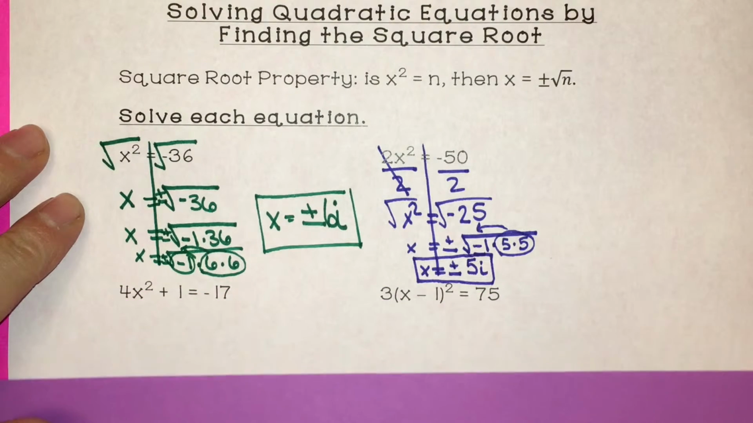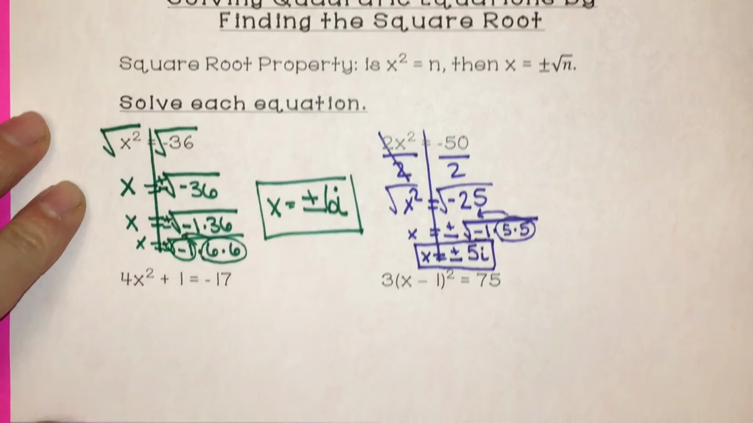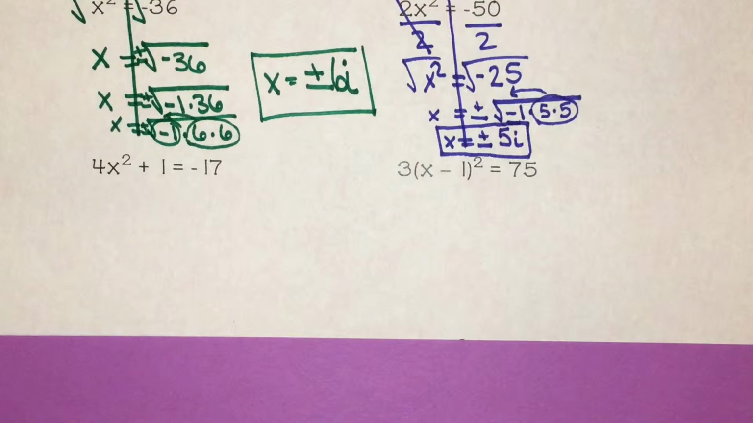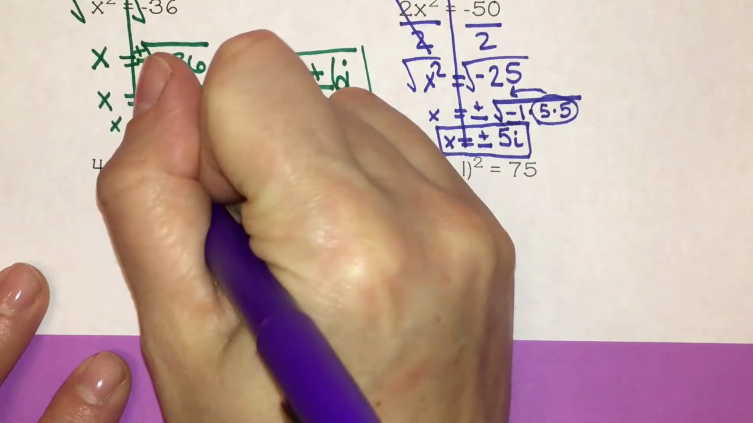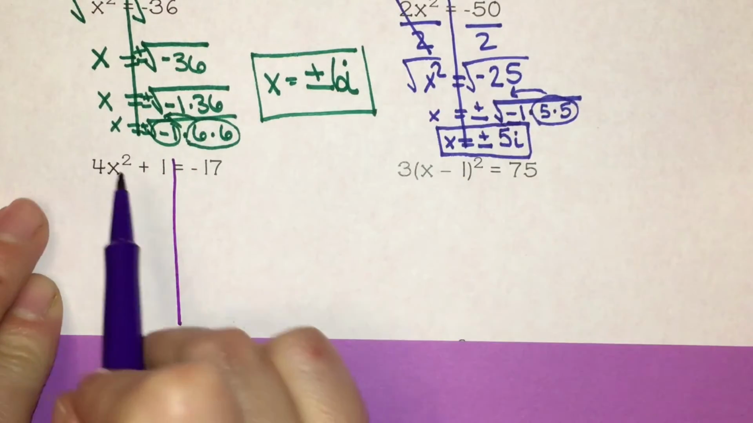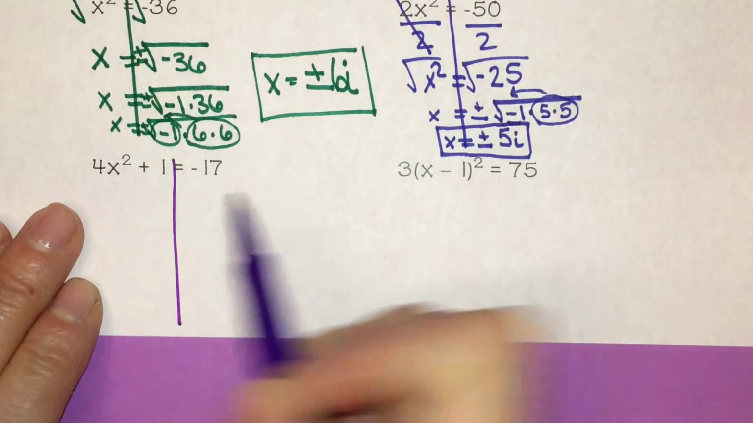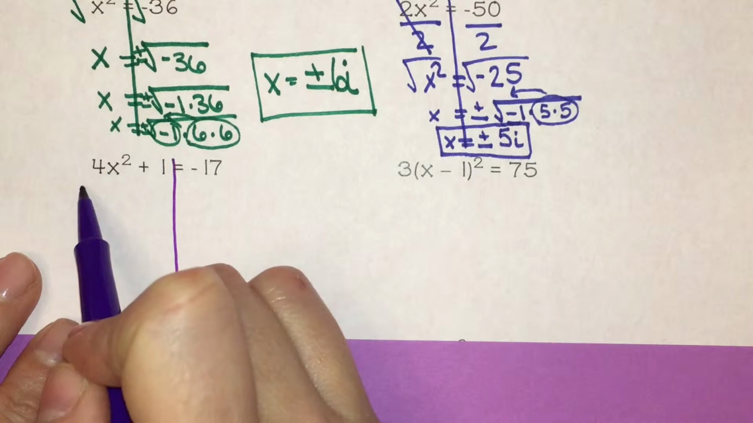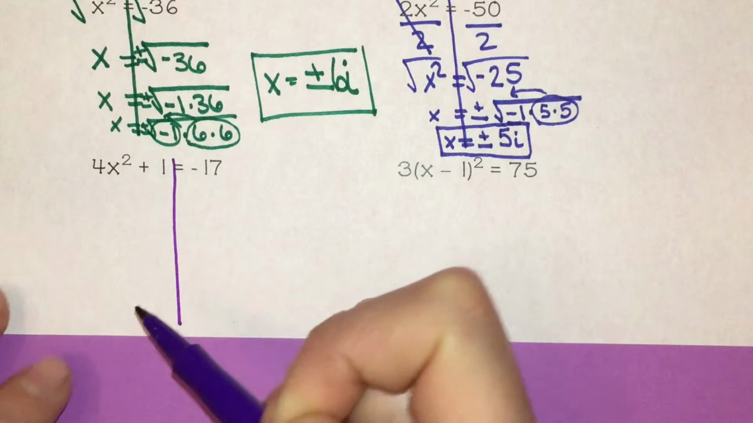All right, and so now we're going to get just a little more complicated. We're going to zoom in. All right, in this one, I have 4x squared plus 1 equals negative 17. So I have x squared being multiplied by 4, and we have 1 being added on.